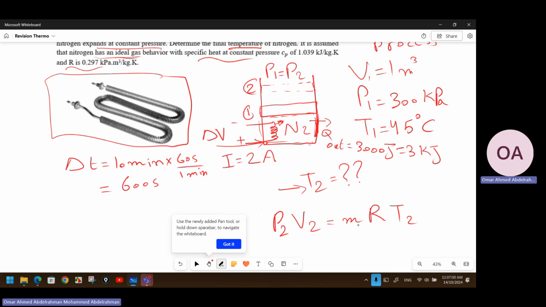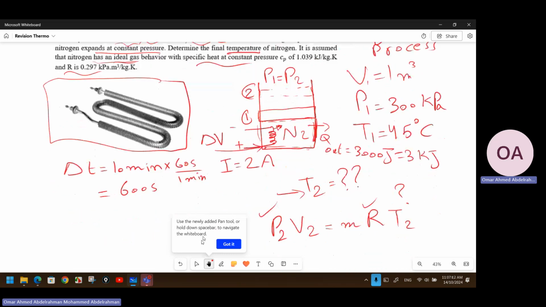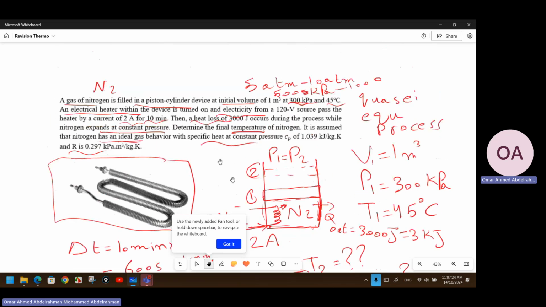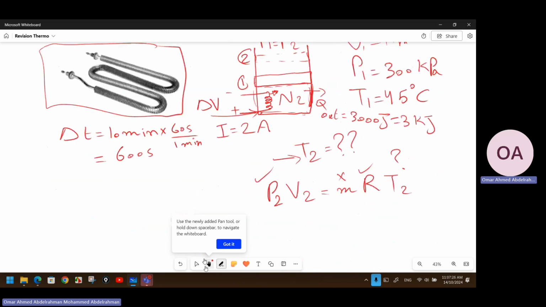Okay? I have the pressure. They say that the pressure is constant. I want to calculate the temperature. I have R, it is constant. There is nothing mentioned about the mass in the question, so I don't have the mass. And also I don't have the volume because he said it is expanding. I have the volume at the initial state, which is 1 meter cubed, but I don't know the volume at the second state. So still I have 3 unknowns, so I cannot use this equation.